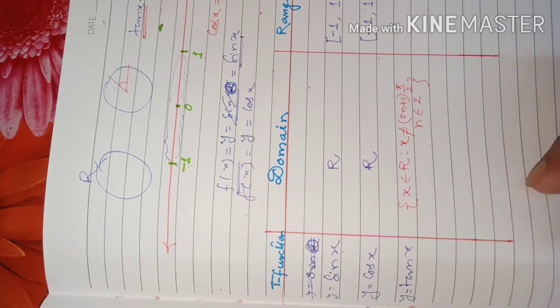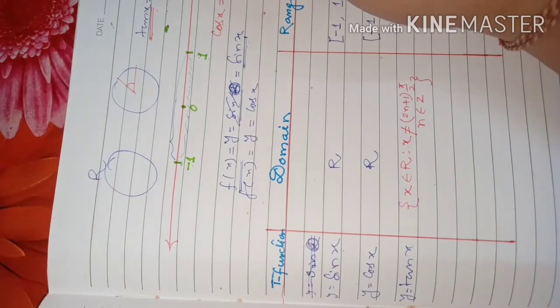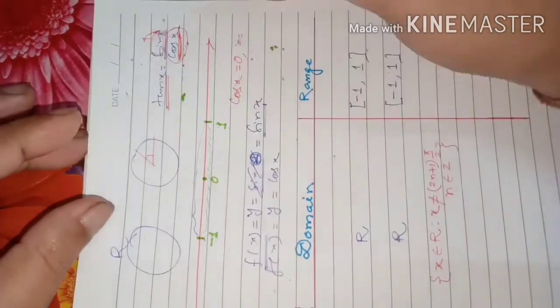That is the domain. Now you see, dear students, the range will be, since any real number except odd multiples of pi by 2 it can consider.